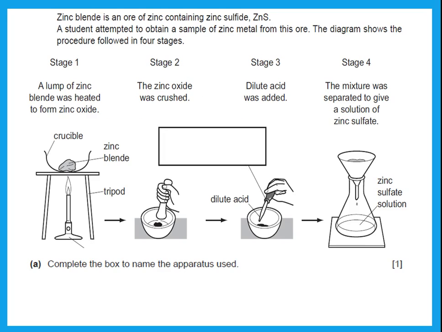Okay, the other question. Zinc blende is an ore of zinc containing zinc sulfide. A student attempted to obtain a sample of zinc metal from this ore. The diagram shows the process. So she has a lump of zinc blende heated to form zinc oxide. Zinc oxide was crushed. Dilute acid was added. The mixture was separated to give a solution of zinc sulfate. Okay, the name of that thing is a dropper. Did you realize it was a dropper?